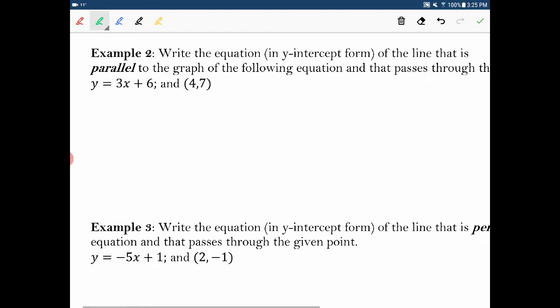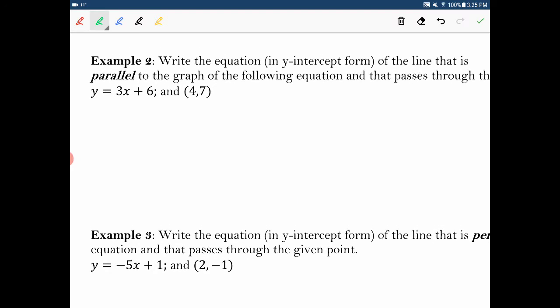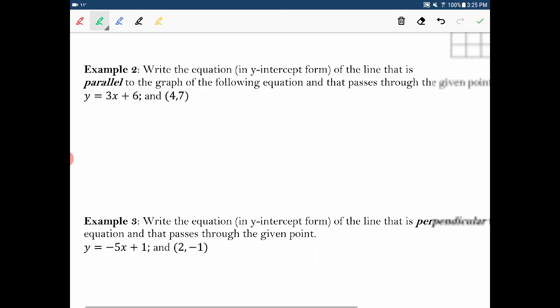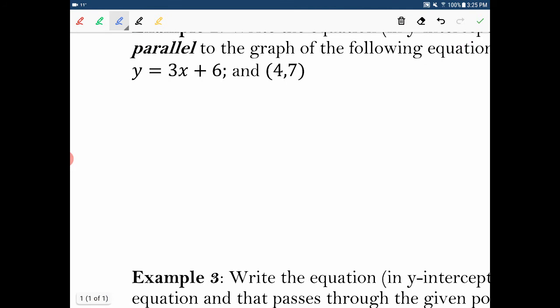All right, so let's try it again. This time, we're going to write the equation that is parallel to the graph of the, well, it gives us an equation right here, and it says that it wants us to have a line that is parallel to that. They often will give you these kind of tricky sounding questions, and they're not actually that hard.